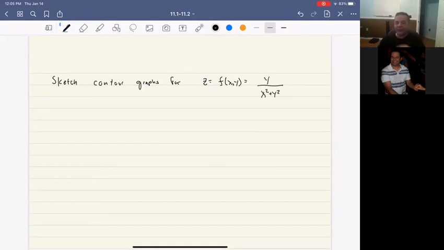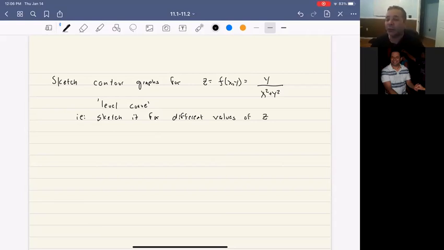So a fair question is, what the heck is a contour graph? A contour graph is also called a level curve. And basically what that means is we're going to sketch it for different values of z. Okay, so let's go ahead and see what happens.